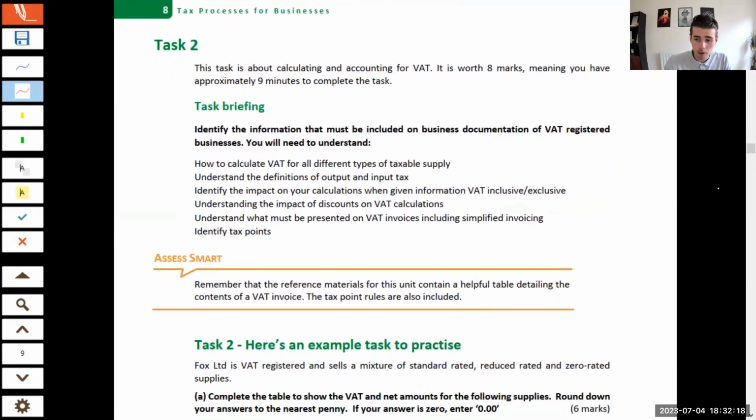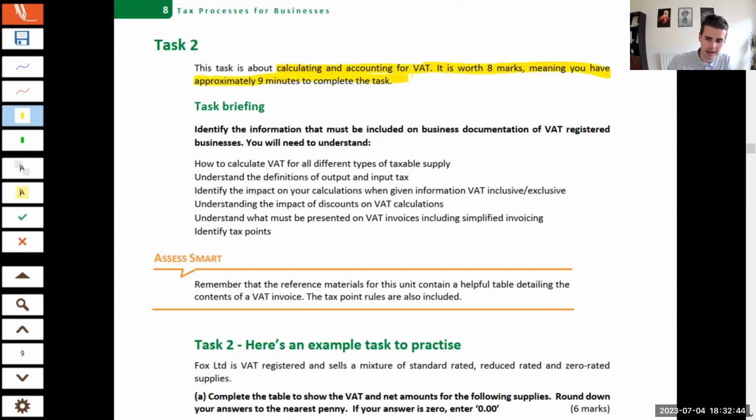And that's it for task one. Again, just a bit of tax knowledge. We've already made good use of that reference material, and spoiler alert, we're going to continue to make very good use of it throughout these sessions, okay? So let's have a look at task two. We're making pretty good time so far. It says task two is about dealing or calculating and accounting for VAT. It's worth 8 marks, again, 10% of the overall grade.